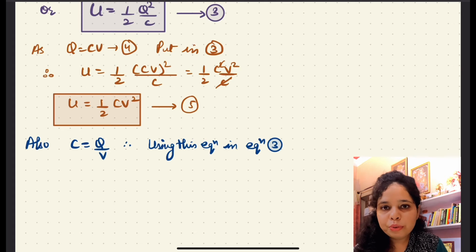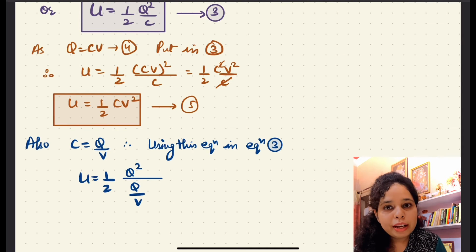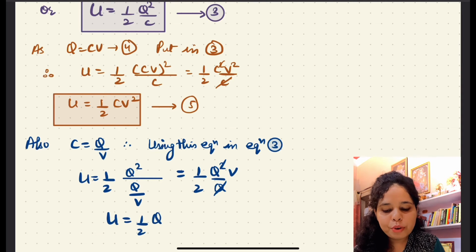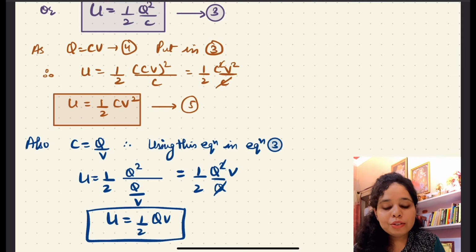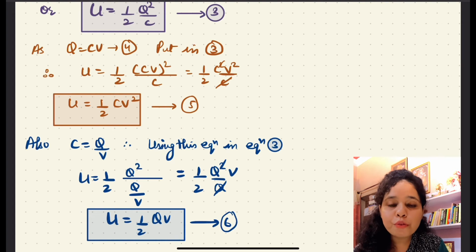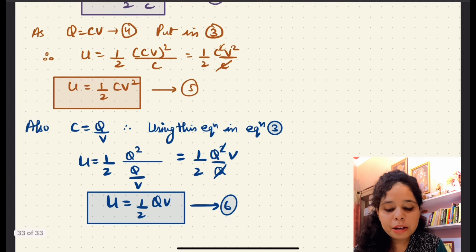We will take Q square as it is, and instead of writing C in the denominator, I will put the value of C, that is Q upon V. Now we can rearrange this equation. So we will be left with U is equal to 1 by 2 Q square V divided by Q, and we will cancel 1 Q, and we are left with U is equal to half QV. So this is the expression number 6, which is the other form of energy stored in a capacitor.